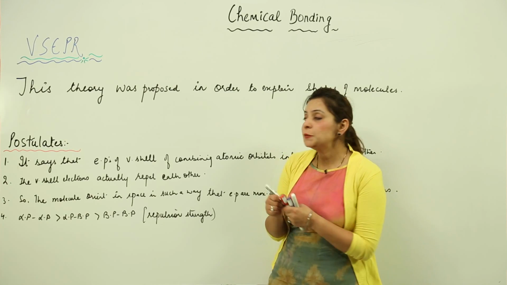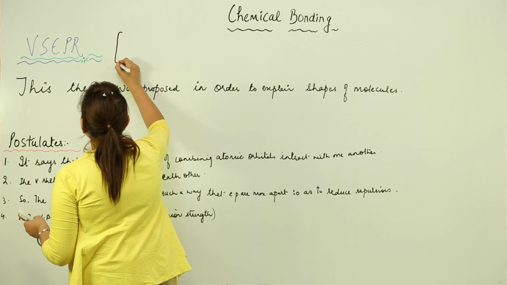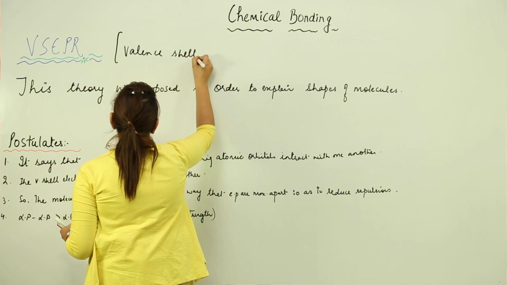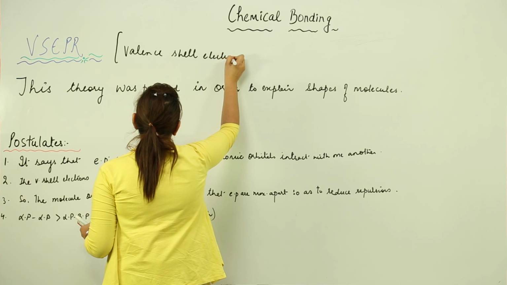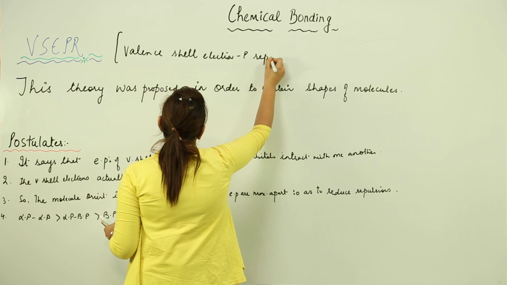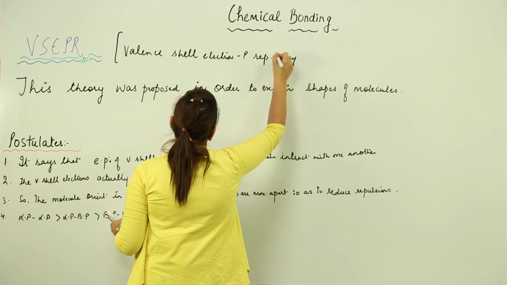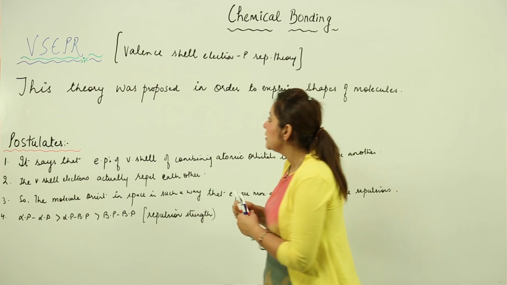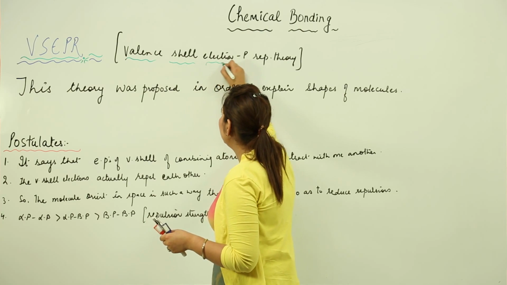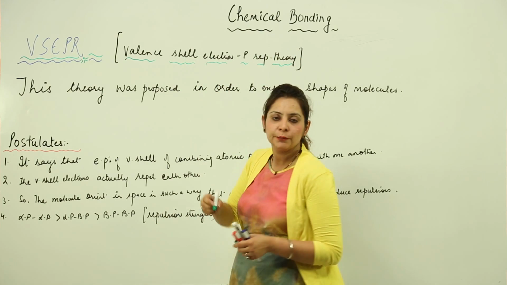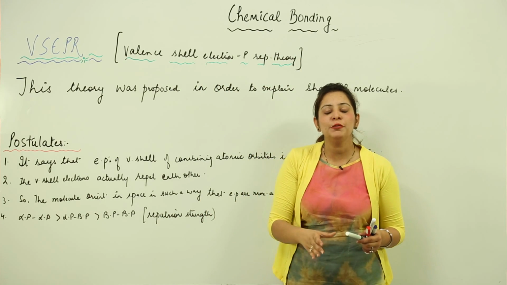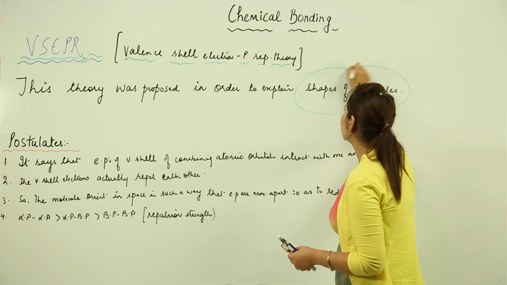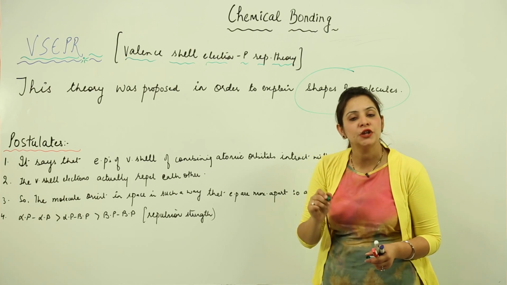So this VSEPR theory, the full form of VSEPR theory is valence shell electron pair repulsion theory. The main objective behind this theory was to explain the shape of the molecules.